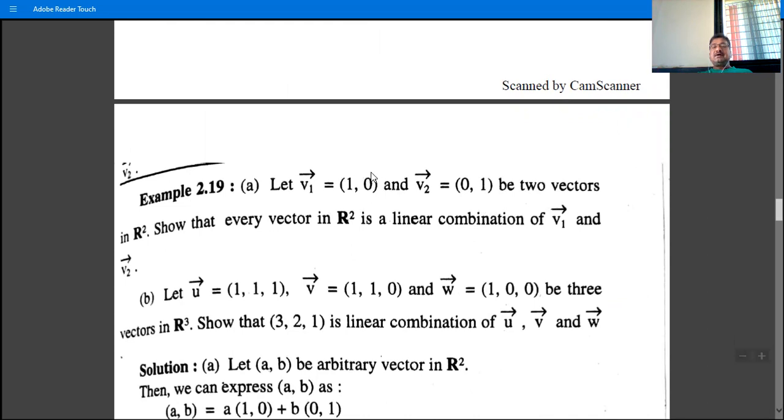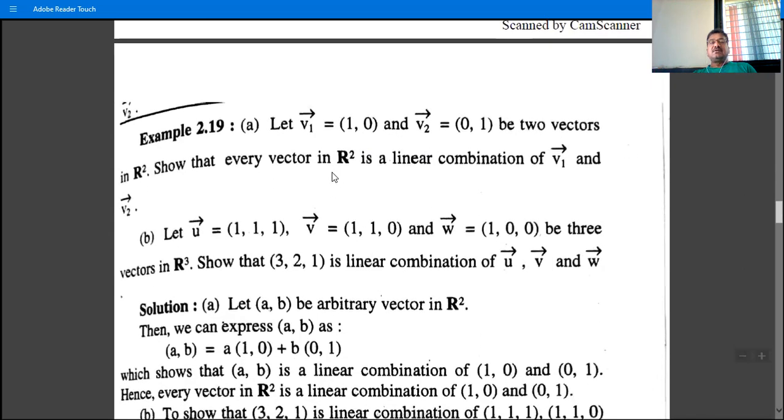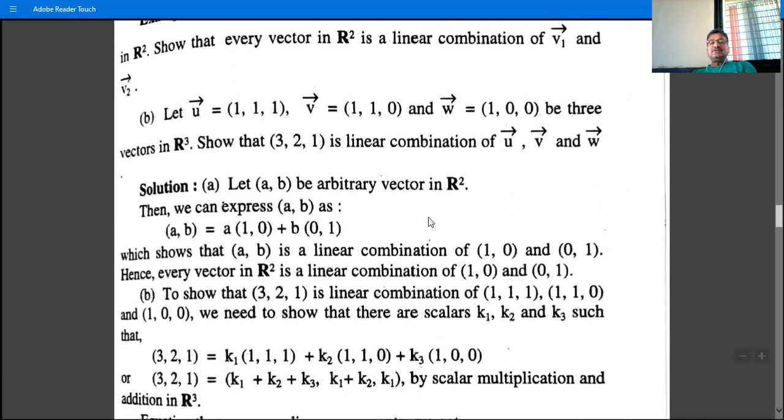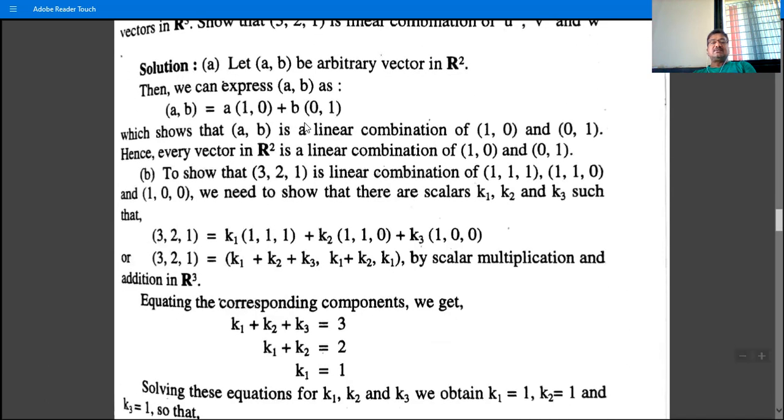If we denote these vectors (1, 0) and (0, 1) by V1 and V2, and write S equal to the set {V1, V2}, then L(S) is equal to R2. That is, the set of these two elements spans R2. In other words, these two vectors span R2. Why? Because every vector of R2 is expressed as a linear combination of these two vectors.